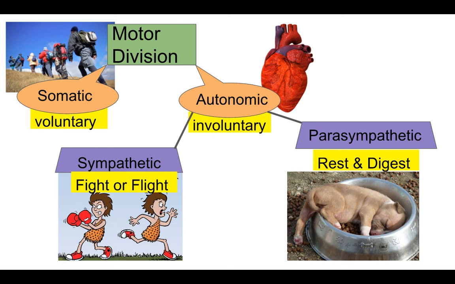So the way that I remember this is, the parasympathetic is like a parachute, and it slows everything down again. Okay, so they work together, the sympathetic and the parasympathetic. Sympathetic speeds everything up, parasympathetic brings everything back to normal.